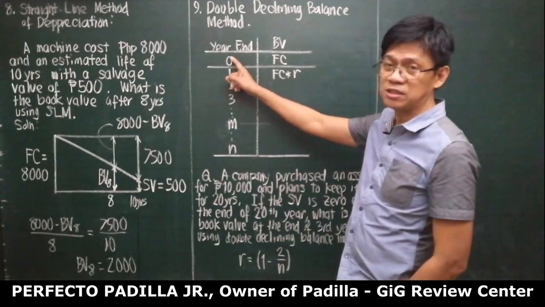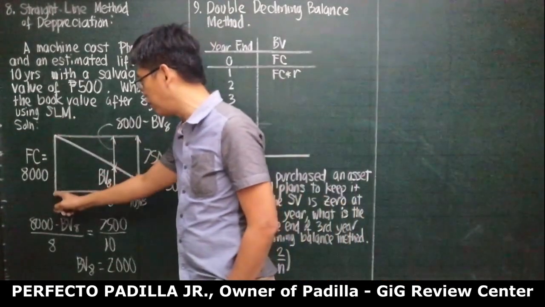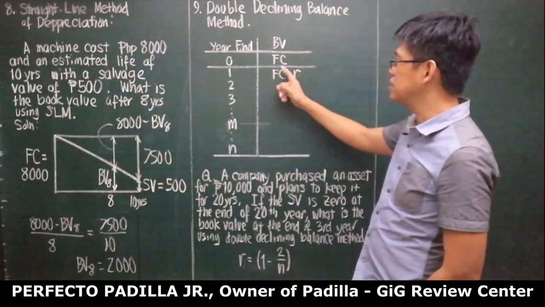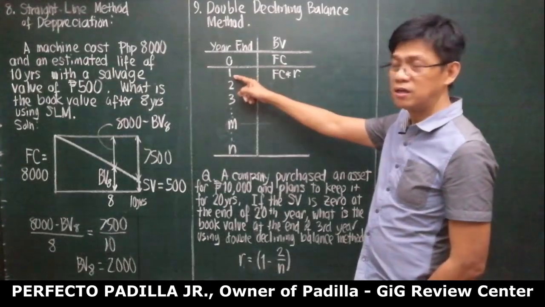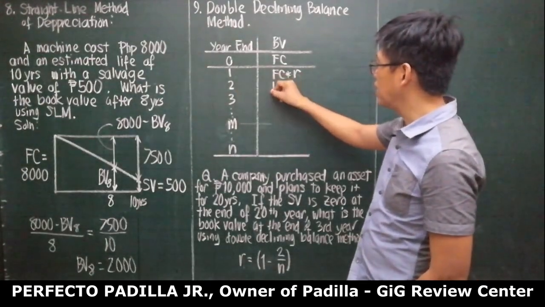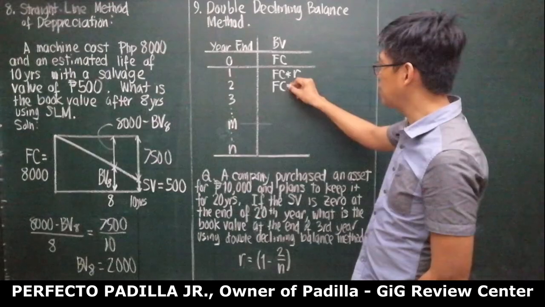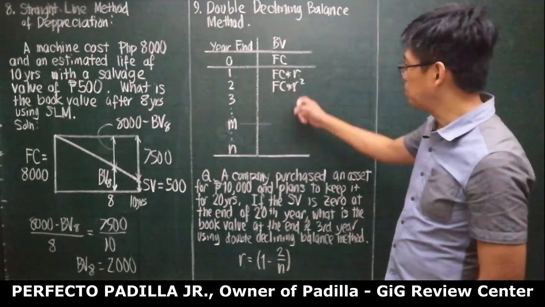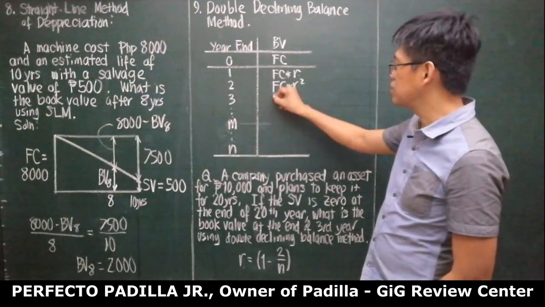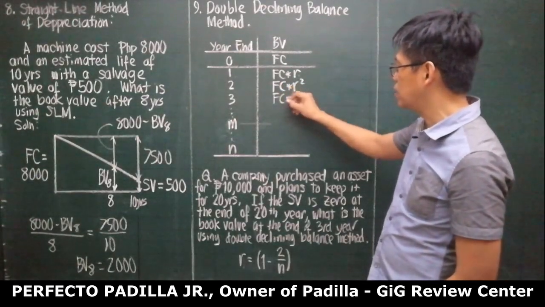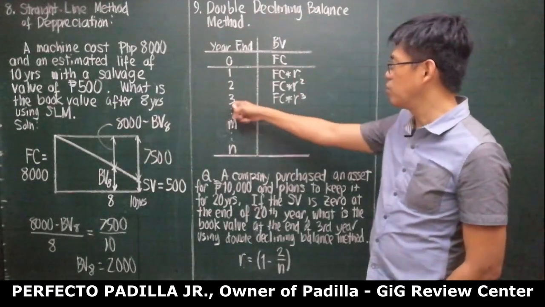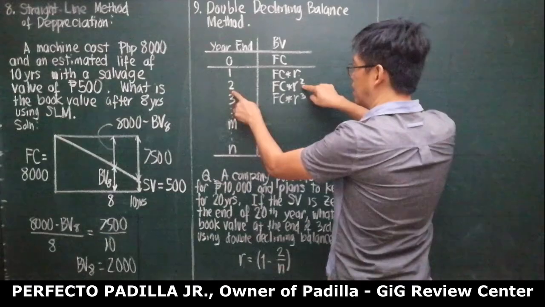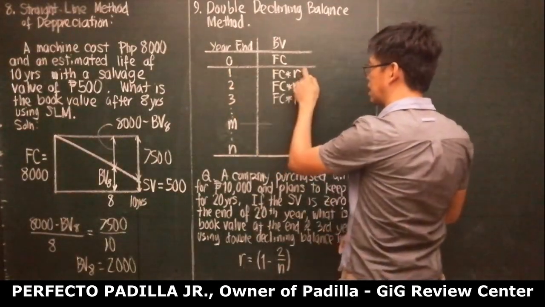At year end 0, at time 0, the book value is the first cost, no? And you multiply this by R, that is the book value at the end of first year. You multiply this again by R, FC times R squared, that is the book value at the end of second year. So, you multiply this again by R, so FC times R cubed, that is the book value at the end of the third year. Notice, laging parehas ito sa ito.